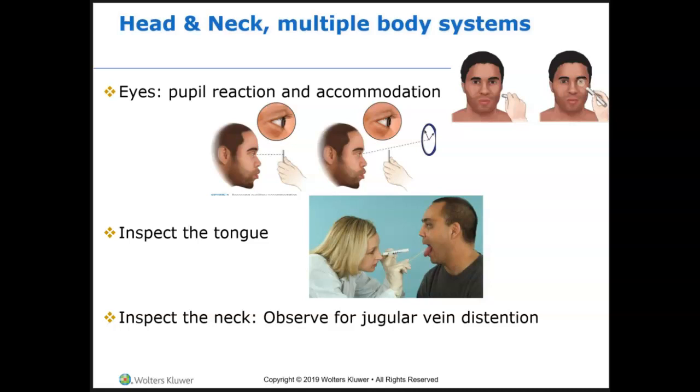You will check the tongue for color, moisture, swelling, and or any lesions. In the neck region, you're going to look for any swelling of the lymph nodes. We're going to show you how to do that. You're also going to look at the jugular vein, making sure that it is not distended. Distension can be a result of cardiac conditions you will learn more about later in this block, okay?